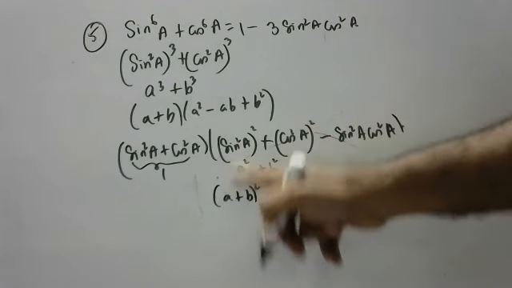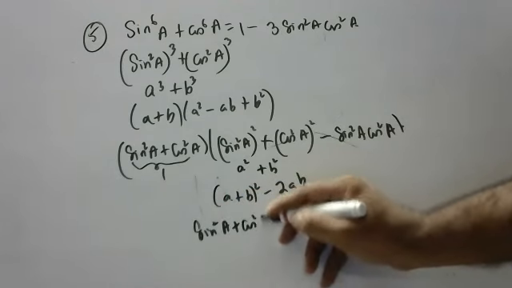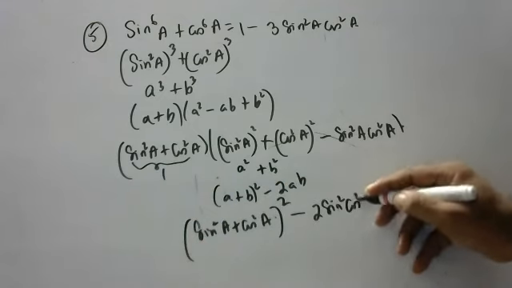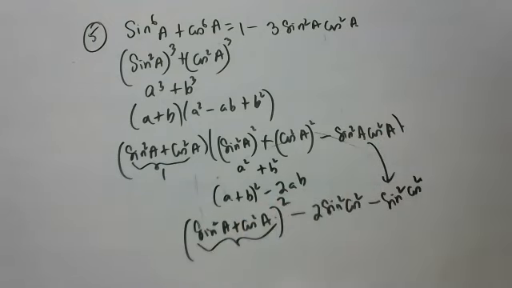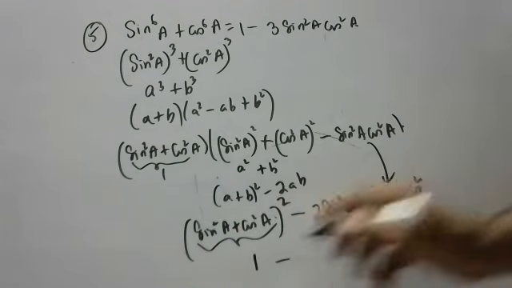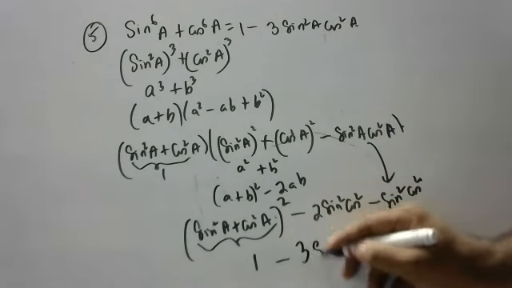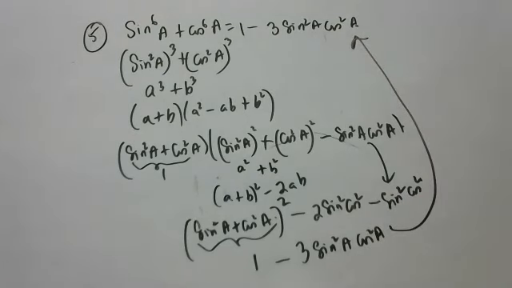Now, what is A, children? Again, sine square. What is B, children? Cos square, whole square, minus 2 into sine square into cos square. Minus this again will come: sine square cos square. This is again how much? 1. Minus 2 minus 1 is how much? Minus 3. So 1 minus 3 sine square A cos square A, hence proved. That's it, children. Very interesting sums. I told you, identities are very beautiful sums, provided you know how to apply the identities.